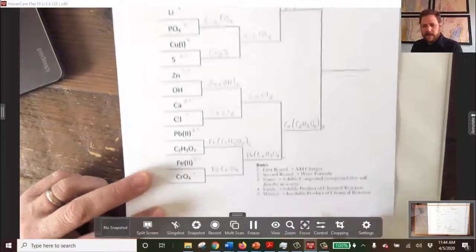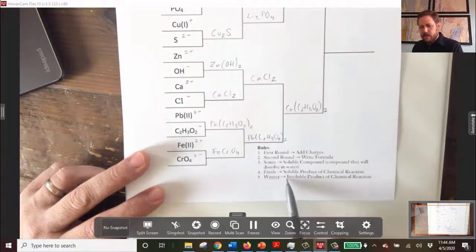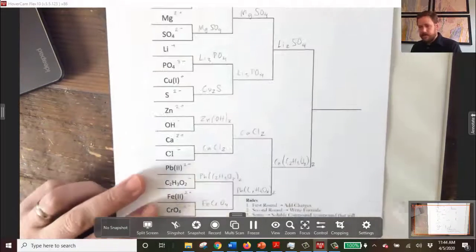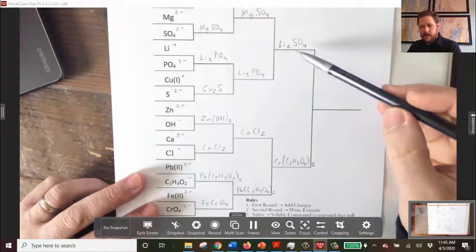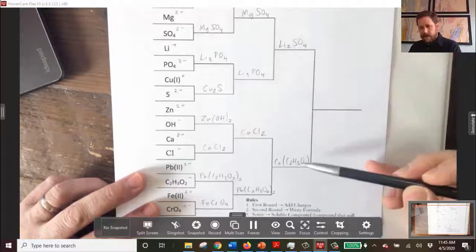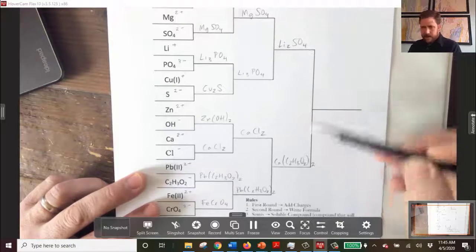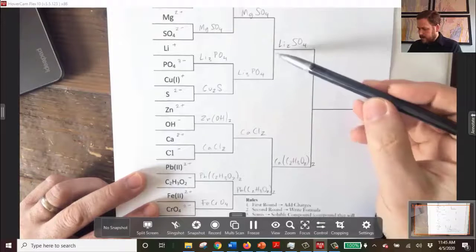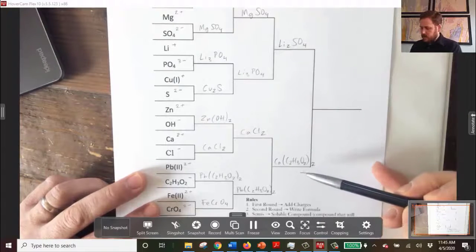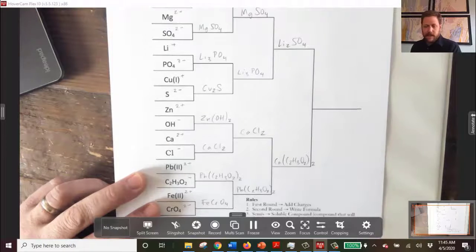The final step is to determine the winner, which is going to be the insoluble product of a chemical reaction. So let's consider a chemical reaction here between lithium sulfate and calcium acetate. That would give me lithium acetate. Well, that's certainly a soluble compound because it's got acetate and lithium. An alkali metal and an acetate, both of those are one of those first two rules which take precedence over all others. That's going to be a highly soluble compound.